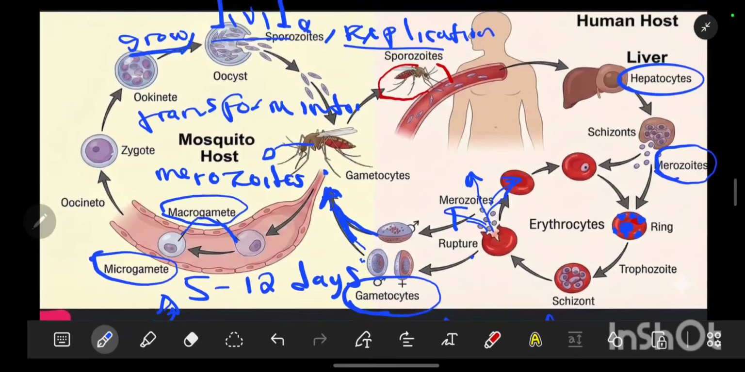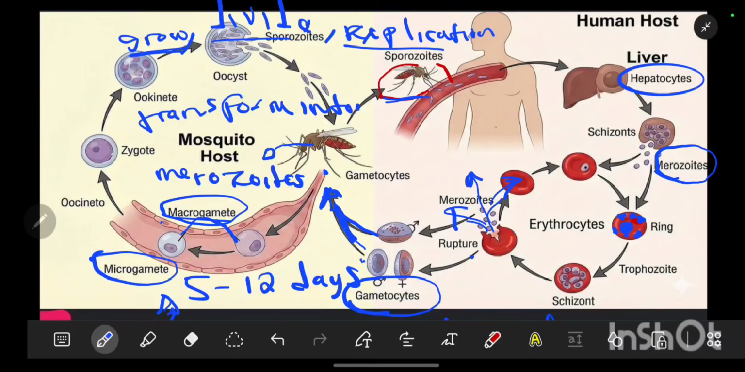Since the female, or how you can remember the male and the female gametes, is that the female is the one that causes disease. So macro means huge, so you can just remember the macrogamete to be the female gamete, since it's the female that causes disease. So we have microgametes like that.